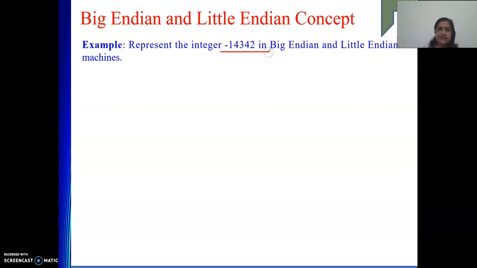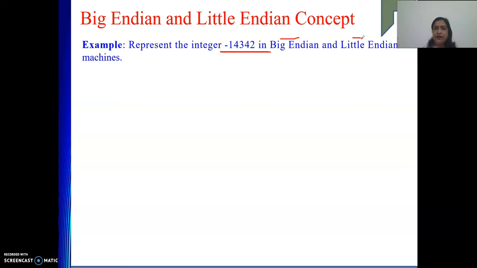It is an integer because integers are signed numbers. This time I'm taking a negative number, and I am supposed to store it in both big and little endian formats. So first, take the number into its binary form.